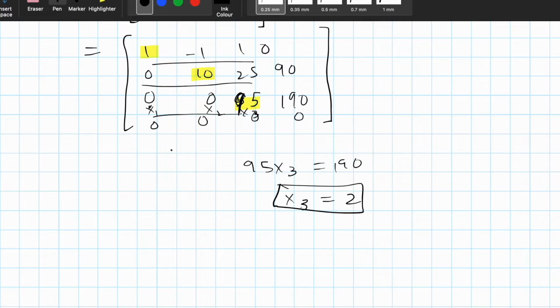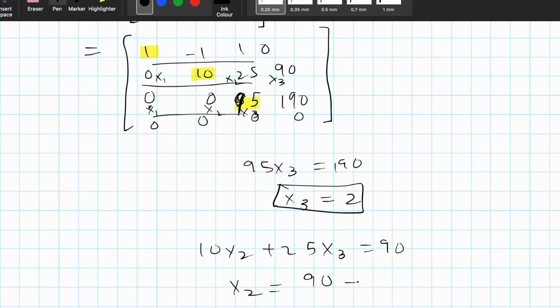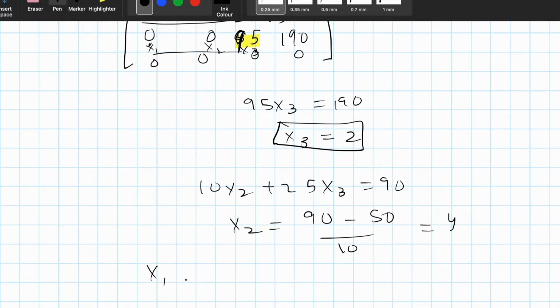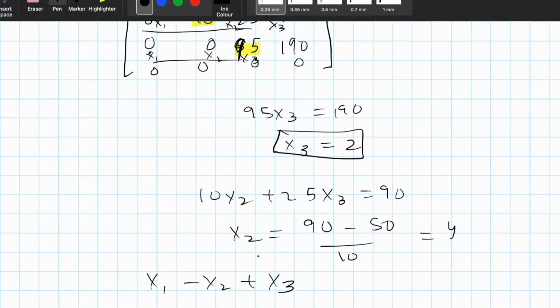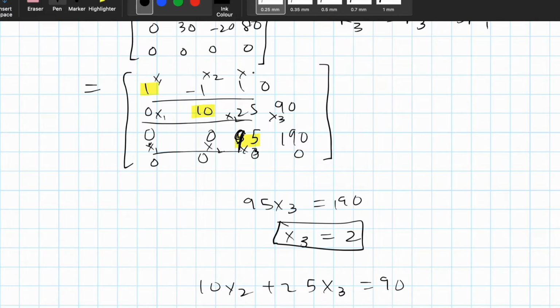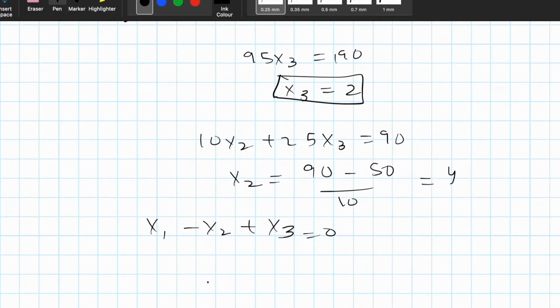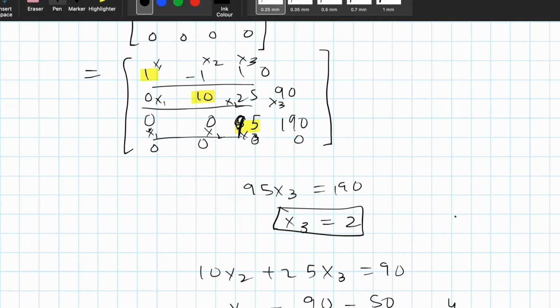Now, since we found x3 to be 2, we do the same with the second equation. So 10x2 plus 25x3 is equal to 90. Hence x2 is equal to (90 minus 50) by 10, and that is 4. And lastly, from the first equation, we write x1 minus x2 plus x3 is equal to 0. Hence x1 is equal to x2 minus x3, which is 4 minus 2, which is again 2. So now we have found the values of x3 as 2, x2 as 4 and x1 as 2.